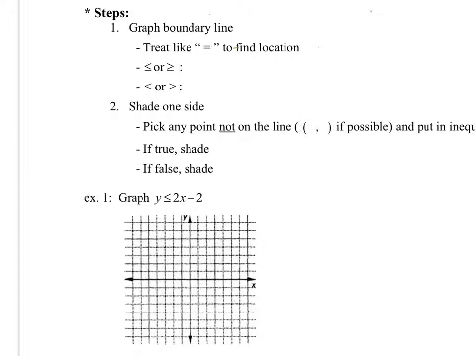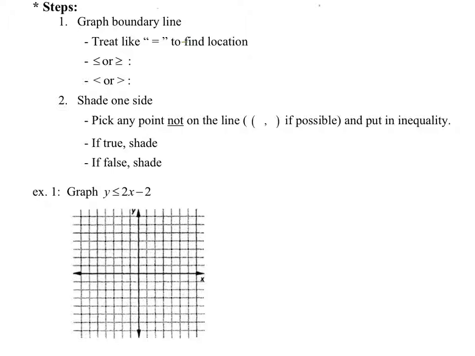So first thing, I'll go through the first example while we talk about the steps. The first thing we do is graph the boundary line, and I'm saying treat it like an equals. Our boundary line is going to be the line for y equals 2x minus 2. It doesn't matter if you have a less than or equal to, greater than or equal to. You don't worry about that sign. You just pretend it's an equals and figure out where to put our line. Fair enough?